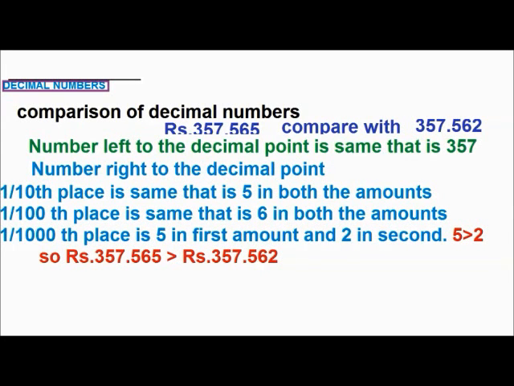Now compare 357.565 with 357.562. The integral part 357 is the same in both numbers, and the decimal part 1/10th place is the same, that is 5, and the 1/100th place is the same, that is 6 in both amounts. The 1/1000th place is 5 in the first amount and 2 in the second. 5 is greater than 2. So 357.565 is greater than rupees 357.562.